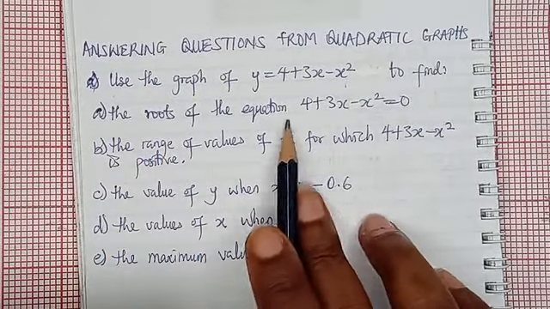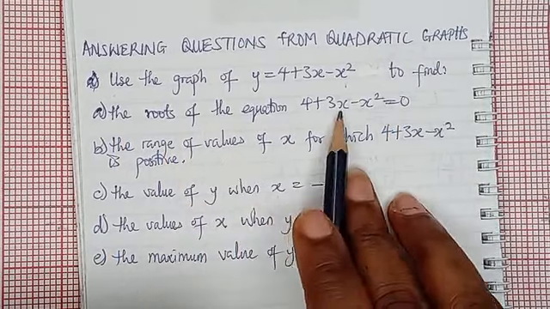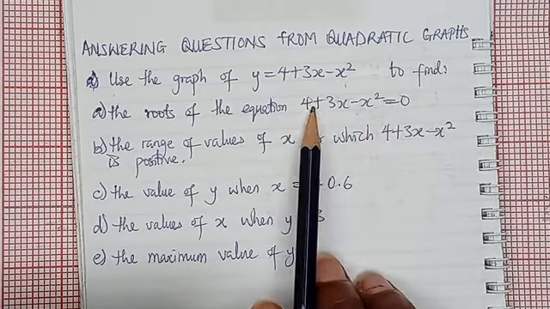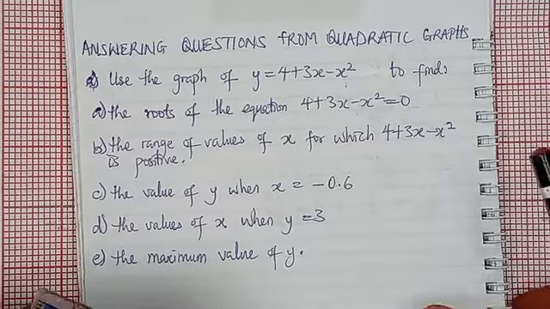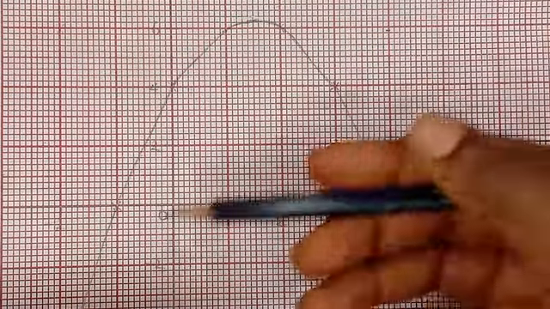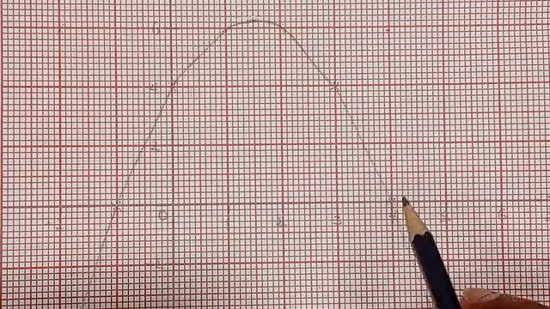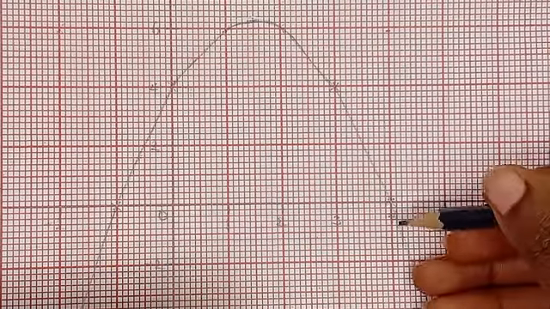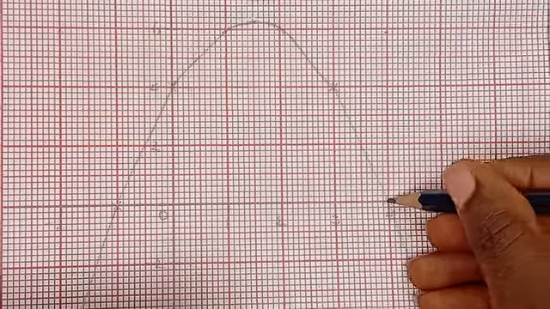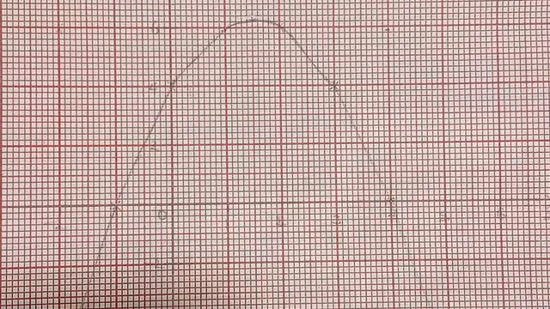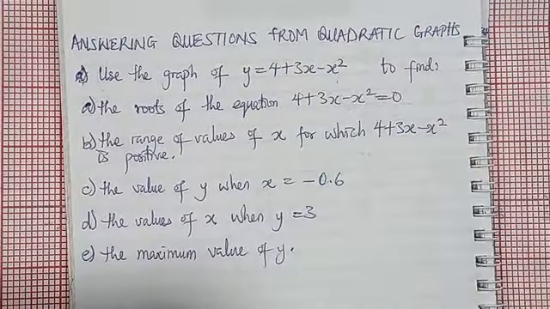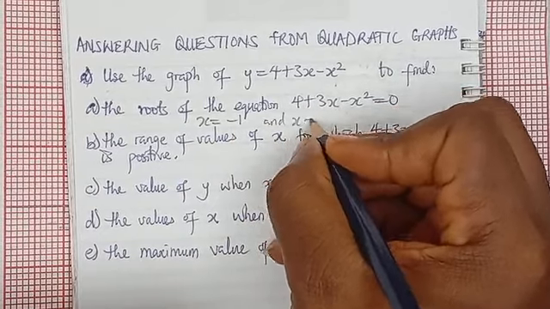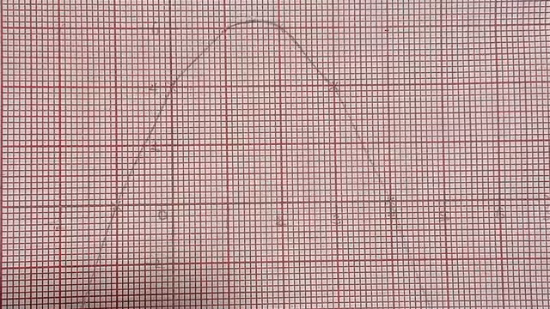A, the roots of the equation. So we have to find the roots of the equation, and this equation is the given equation. So, in other words, where is this equation equal to 0? The roots of a quadratic curve from a graph is where that curve cuts the x-axis. So we can see at this point and at this point, and they are very clear points on the x-axis. So 4 and negative 1. So we say the roots of the equation are x equal to minus 1 and x equal to 4. Very easy from this graph.